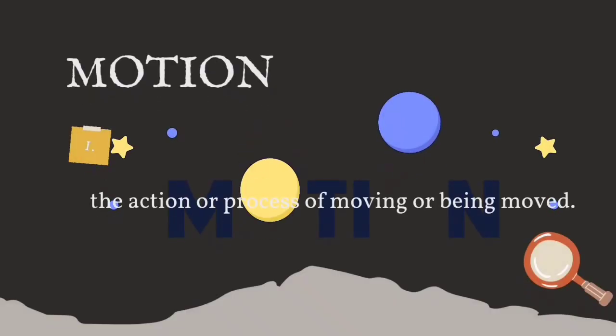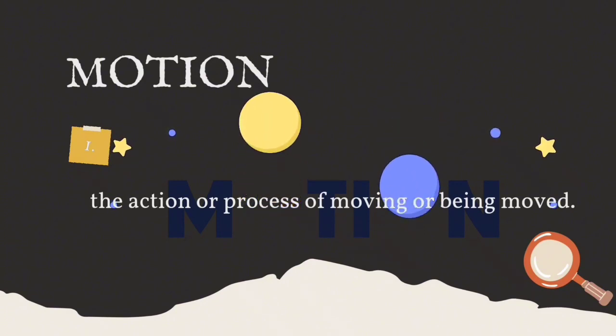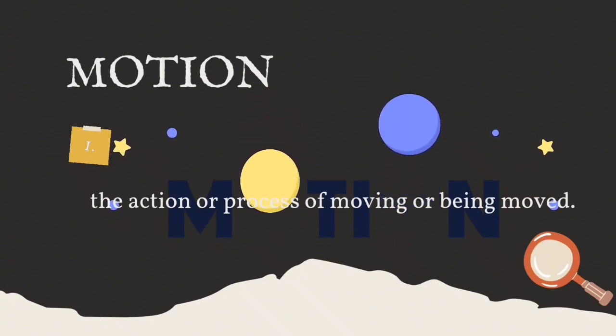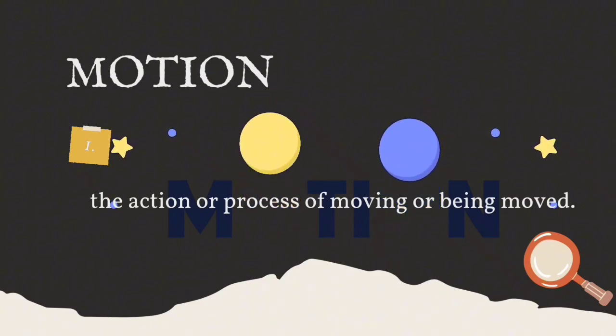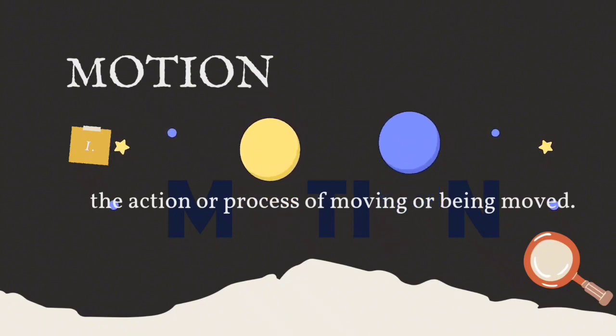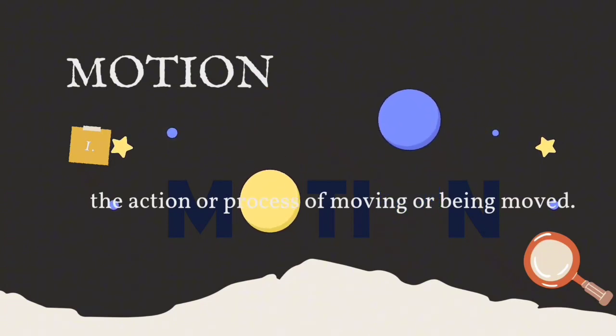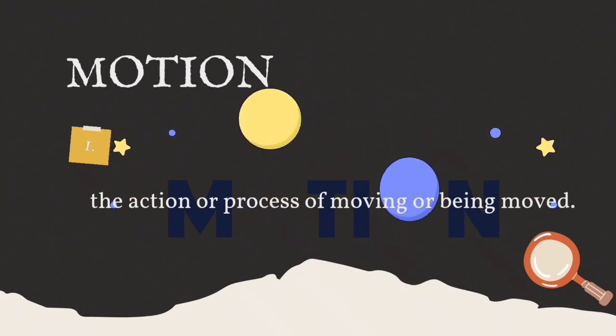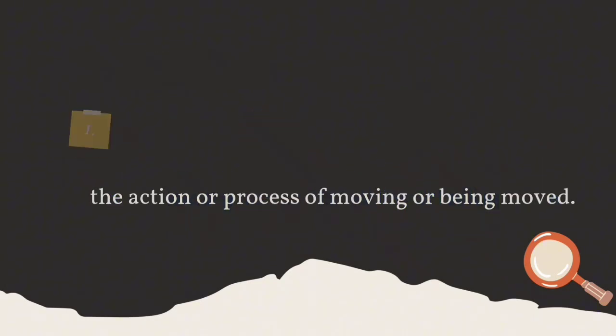So, firstly, what is motion? Motion is the action or process of being moved or moving. Motion occurs when an object changes its position relative to a reference point. It's described by concepts like distance, speed, velocity, and acceleration. Objects in motion follow the laws of physics, such as Newton's laws, which explain how forces affect motion. Essentially, motion involves changes in an object's location or orientation over time.